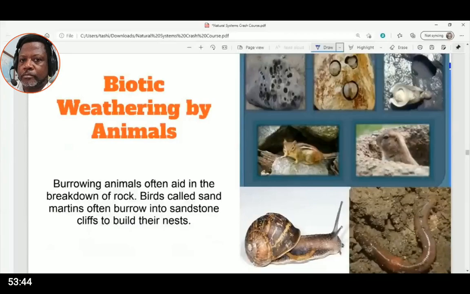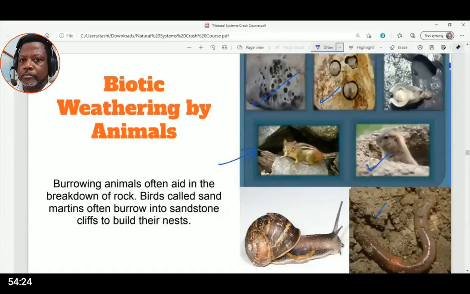We have some birds that are called sand martins that burrow into sandstone cliffs to build their nest. So they will just get in there. Then we have other types of animals that, as you can see from the pictures here, do a lot of burrowing as well. So they actually dig into it and cause the rocks to break down. Some of them do that. So this one, this one, this one, they actually dig through.